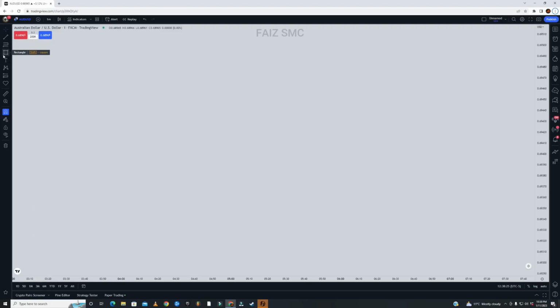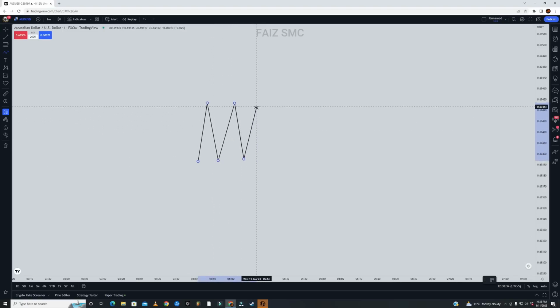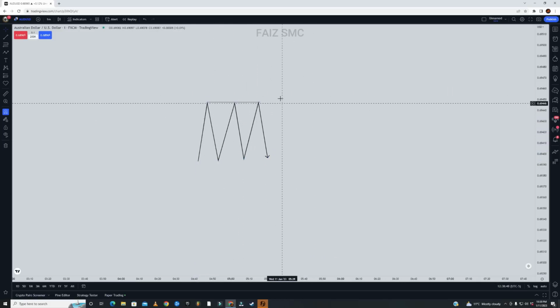So what is accumulation, manipulation, and distribution? Accumulation is a consolidation phase of the market, or you could say liquidity, okay? So a liquidity pool is considered to be accumulation. So this right here is a liquidity pool, right? We have a resistance, we have consolidation. The market is not going up or down. So this box right here is called accumulation or liquidity.